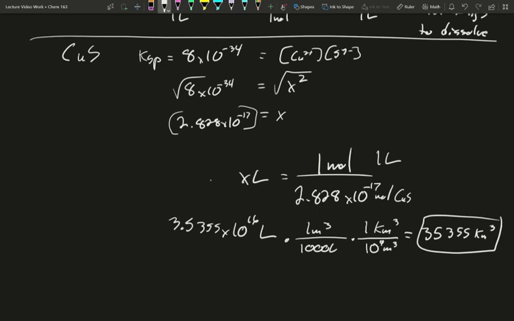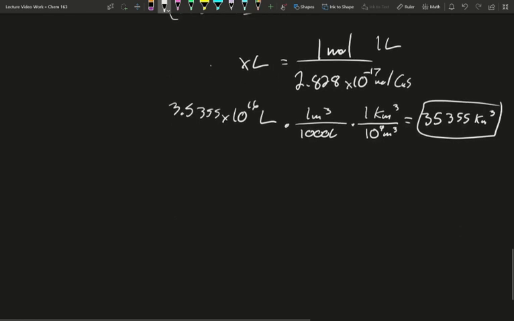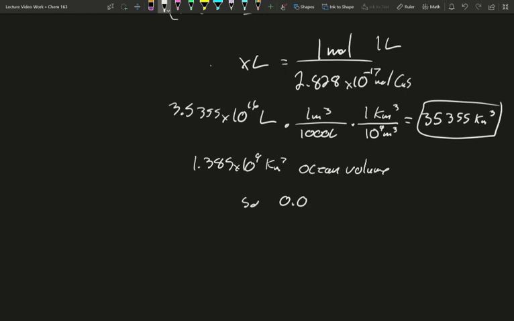That is the volume of water in cubic kilometers that you would need to dissolve a single mole of copper sulfide. To put that in perspective, there are about 1.385 times 10 to the 9 kilometers cubed of water on Earth in all the oceans. So that's 0.0026% of Earth's water, which means throughout the entirety of the world, you're only looking at a couple thousand moles of copper sulfide that would be dissolved, presuming it's the only thing in solution.